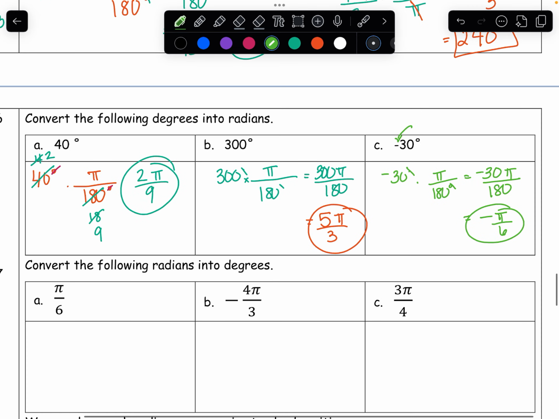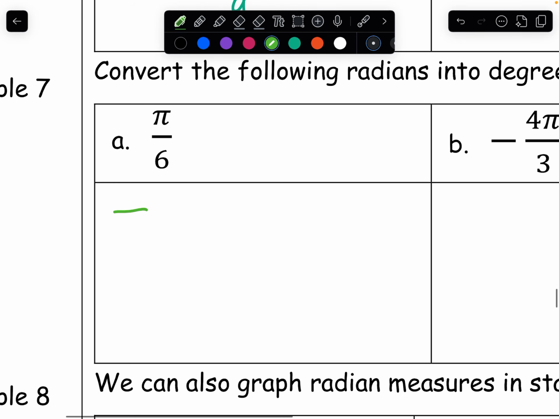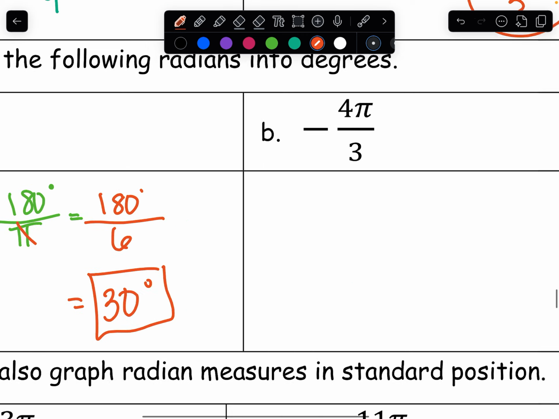Okay, now we're going to convert the radians into degrees. So we have pi over 6, and we want to cancel out the pi, so the pi is going to go on the bottom. So the pi's cancel. We get 180 degrees over 6, which will give us 30 degrees.